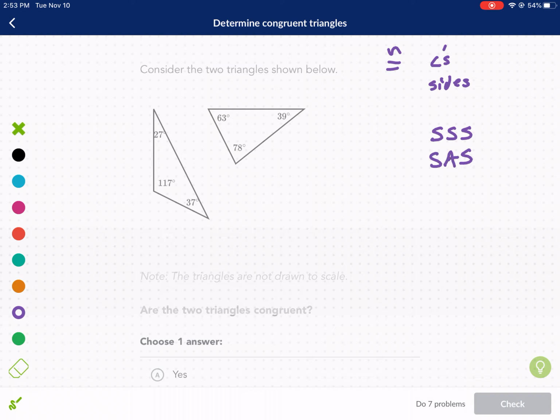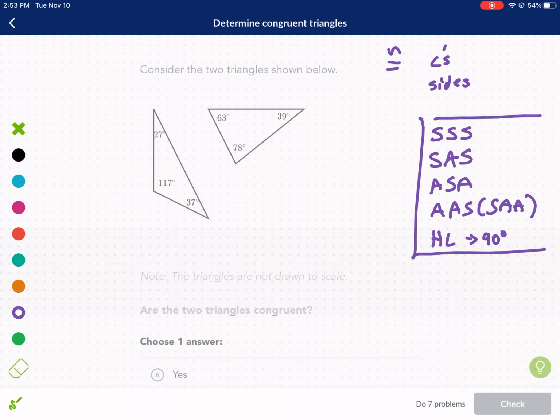Another one is SAS, side, angle, side. If we have a side, an angle in between, and another side, and it's congruent in both triangles, then we know that all the angles and all the other sides are also congruent. The other postulates are ASA and AAS, aka SAA. There's also the hypotenuse leg theorem, which is with a right angle, a 90-degree angle. Those are the ones we're working with. So we're going to determine if it's one of these.